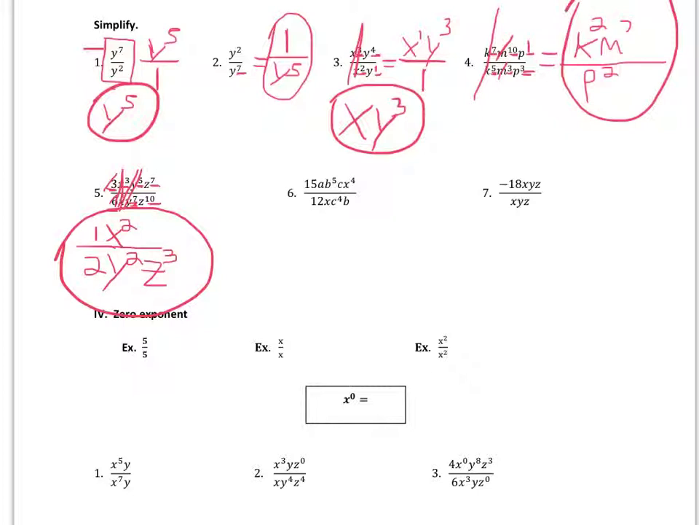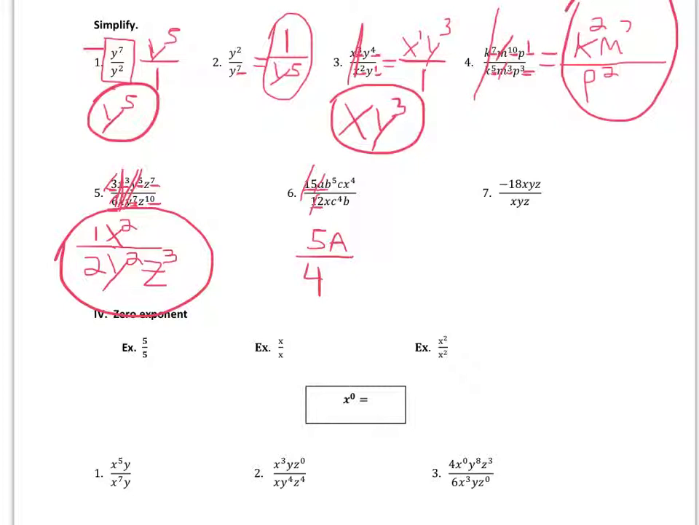Okay, we'll just do one more. Let's do number 6. Okay, first, if I look at 15 and 12, the common factor is 3. 3 goes into 15 5 times. 3 goes into 12 4 times. So 15 over 12 reduces to 5/4. I'm done with that. Okay, then I have a. There's no a in the bottom, so that just stays as a. So I'm done with that.